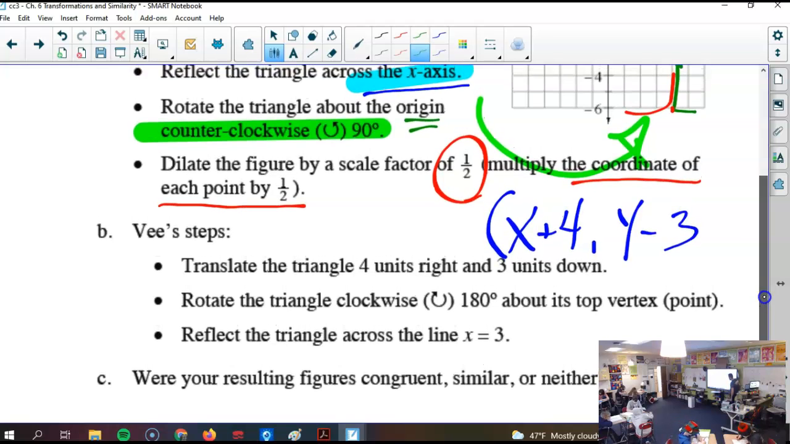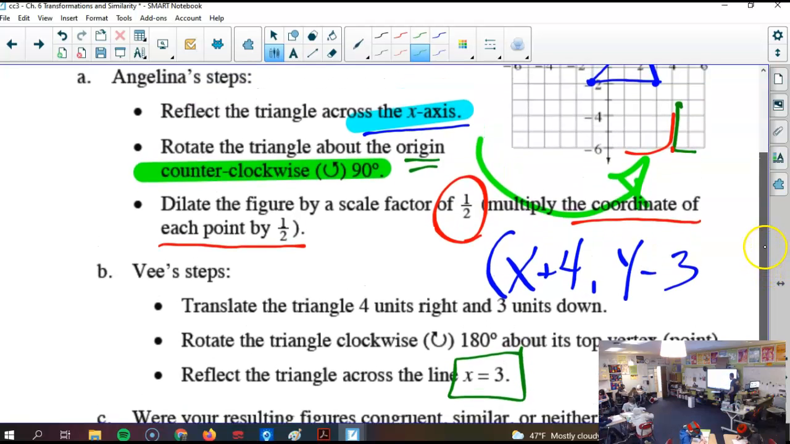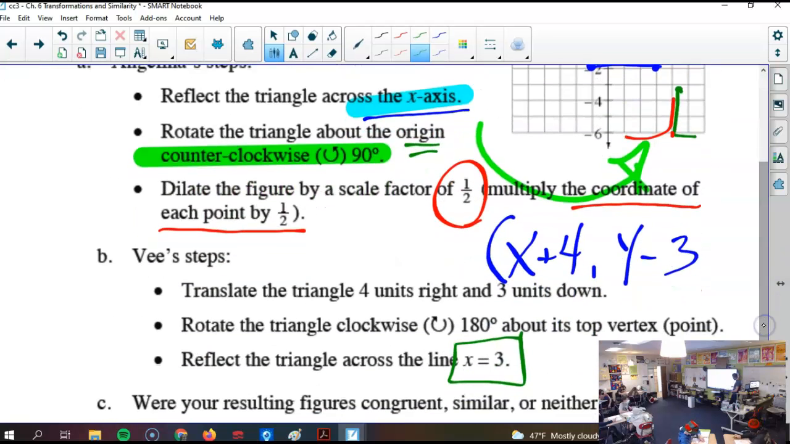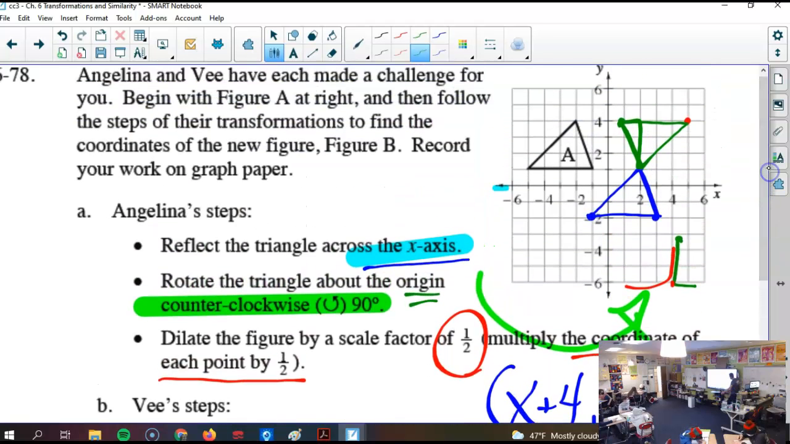Reflect the triangle across the... Ooh, x equals 3. Yeah, I was confused. Can anyone tell me about the line x equals 3? It's when the x is always 3. When y is 1, then x is 3, then y is 2, it's always 3.